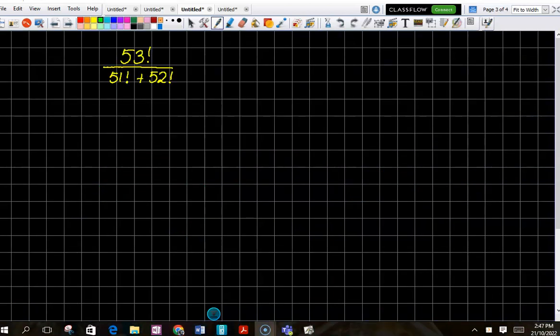So the hint for this is common factor. So Shriyash, we've got 53. Can't do much with that. But if I asked you, what is your common factor in the denominator? 51 factorial. So if we're going to pull out 51 factorial, well, 51 factorial times what gives me 51 factorial? So 1. 51 factorial times what gives me 52 factorial? Wouldn't it have to be 52?